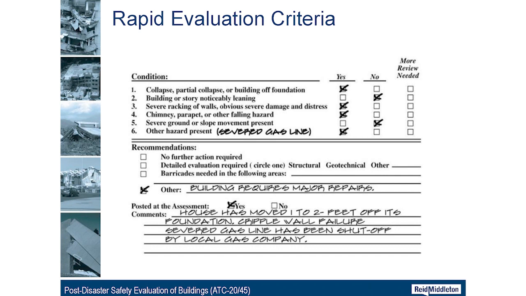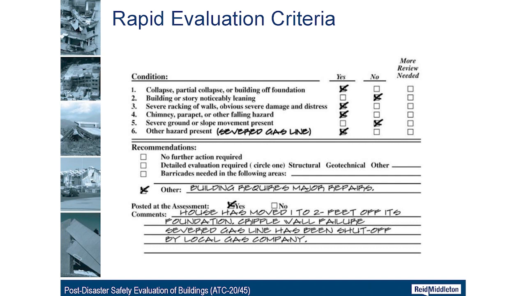Chimney, parapet, other falling hazard. We would have checked yes for that on those previous 2 examples. Ground or slope movement, any other sort of geotechnical concerns, other hazard present. So here they wrote in there's a severed gas line. So that was a warrant for posting the whole grounds as unsafe.